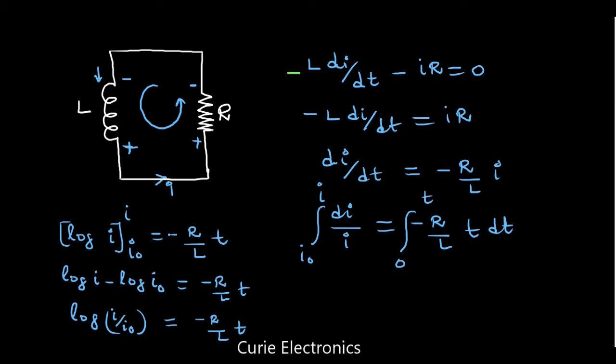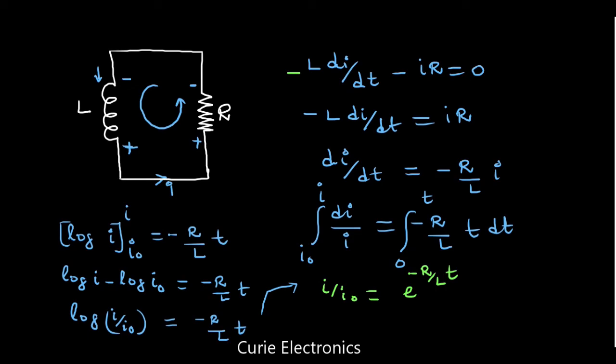Now to remove this log, this is a natural logarithm, we will take the exponential on both sides. Then what we will get? I upon I0 equals exponential of minus R upon L into t. Now we got this equation.